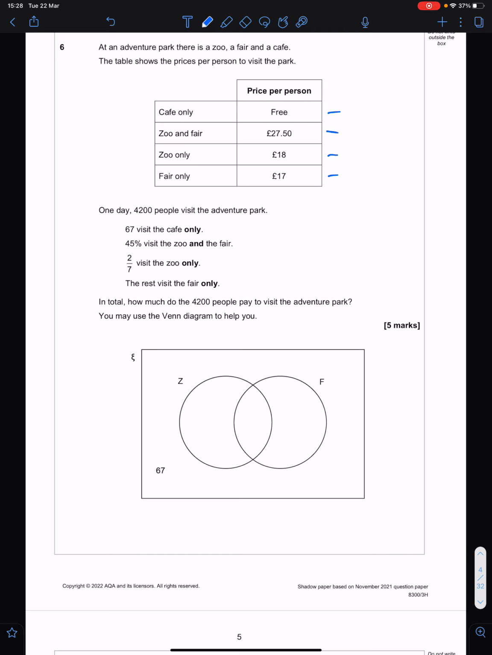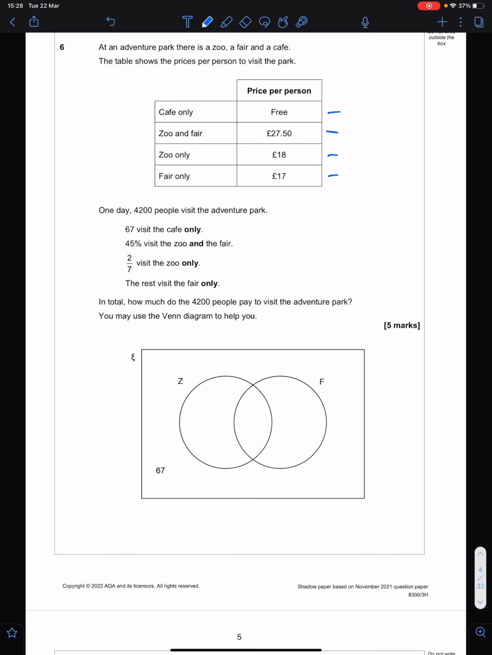Is that a lot of people? I don't even know. Anyway, it says 67 people visit the cafe only. So they've put that outside the Venn diagram. Fine. So basically neither the zoo nor the fair. And it says 45% visit the zoo and the fair, rather. 2/7 visit the zoo only. And the rest visit the fair only. In total, how much do 4,200 people pay to visit the adventure park?